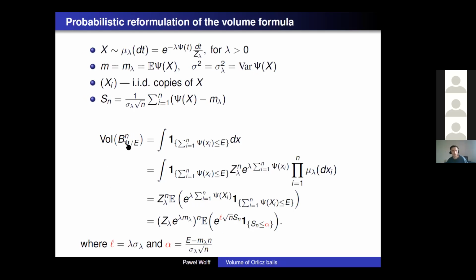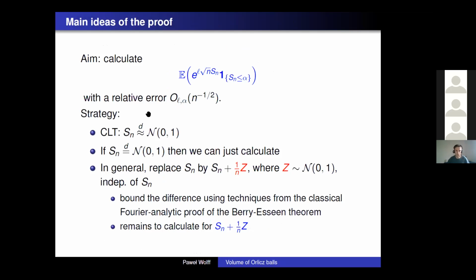One can say that calculating the volume of the Orlicz ball boils down to calculating such an expectation value with some relative error. The relative error we want to obtain is this, so there will be a factor like 1 plus big O of 1 over square root of n. And the constant depends somehow on L and alpha, which can be traced back to all these parameters we had before.